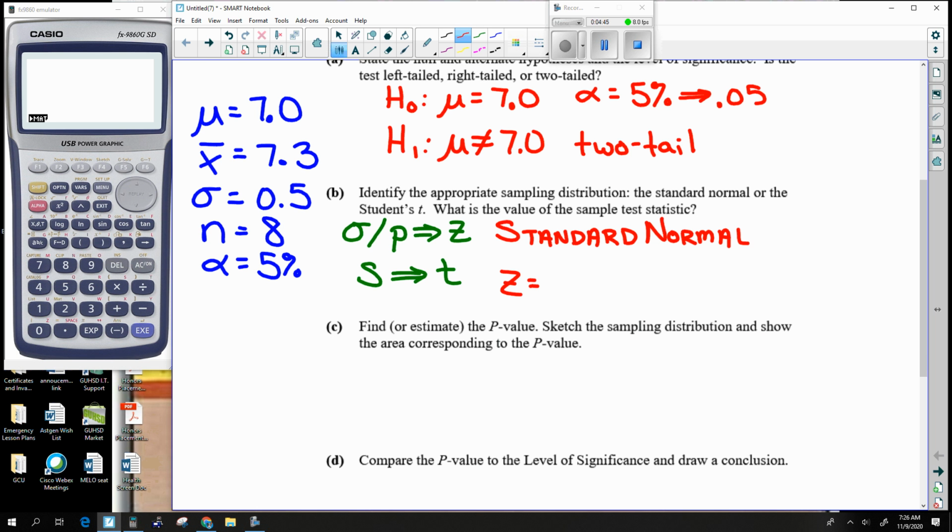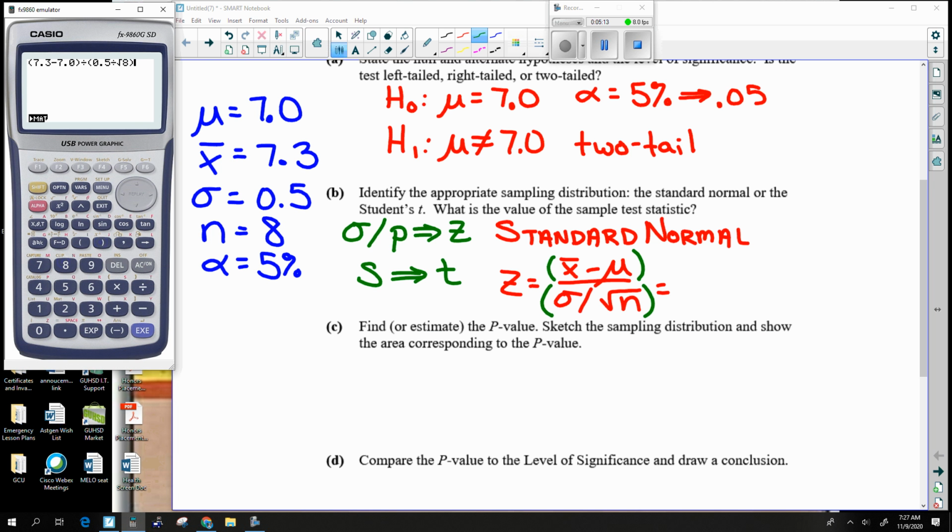And so z, because of this, is x bar minus mu over sigma divided by the root of n. It's all good as long as you keep the numerator and denominator in their own unique parentheses. This will work out just fine. So I go with x bar minus mu divided by sigma divided by the root of n. Again, just make sure your numerator and denominator are in their own unique parentheses. This is a z-score, so I take this to 2 decimal places.